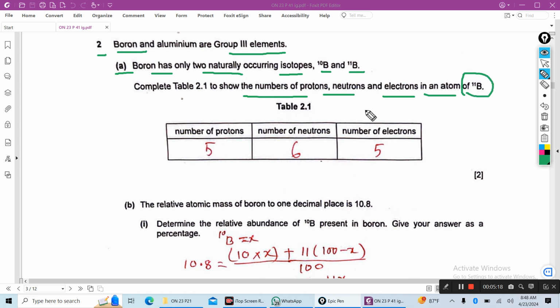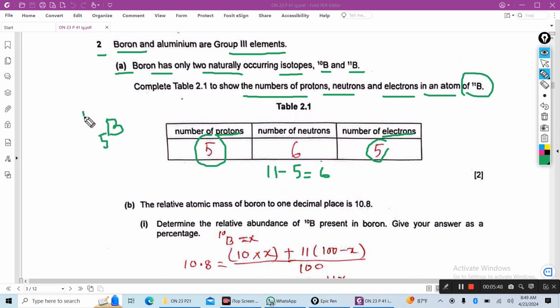So here the number of protons: you know boron's atomic number is 5, so the number of protons equals the atomic number, 5. Number of neutrons is the mass number 11 minus the proton number, which equals 6. And the number of electrons will be 5, as boron 11 is a neutral atom, so for a neutral atom the number of protons equals the number of electrons, that's why 5.